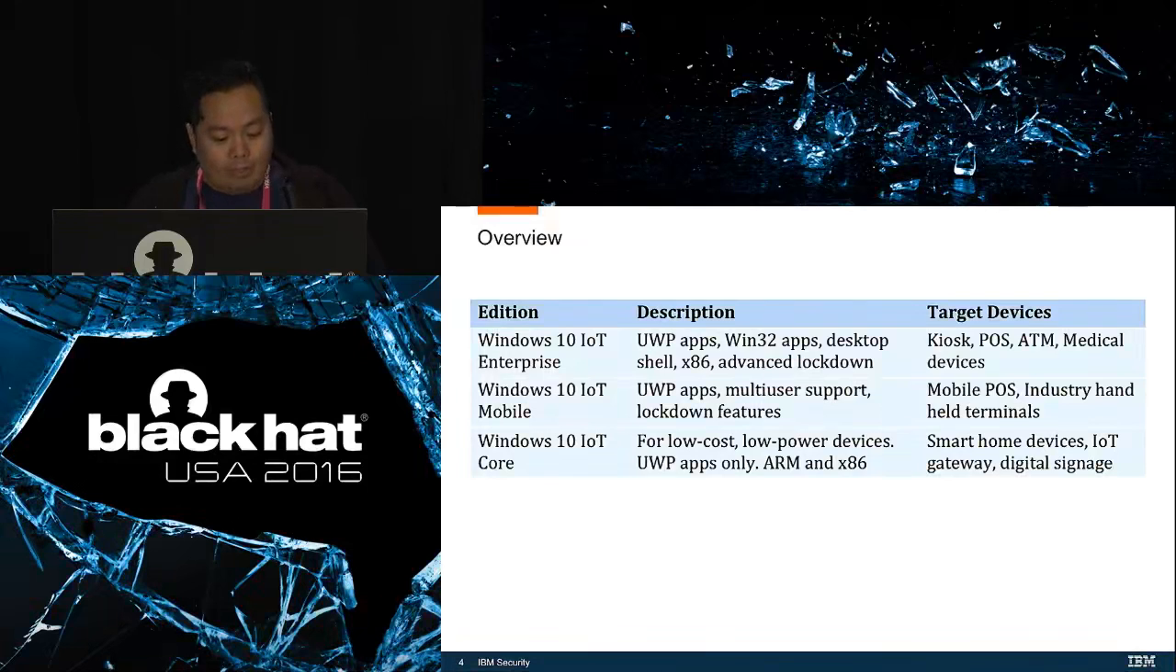The other 2 editions are Windows 10 IoT Enterprise, which is actually the same as the desktop enterprise, Windows 10 Enterprise, and it can handle the universal Windows platform apps and Win32 apps. And it's aimed mostly at kiosks, point of sale systems, ATMs, and medical devices. And the other edition is Windows 10 IoT Mobile, which also supports universal Windows platform apps and multi-user support, as well as some lockdown features. And it's mostly aimed at mobile point-of-sale devices and industry handheld terminals.